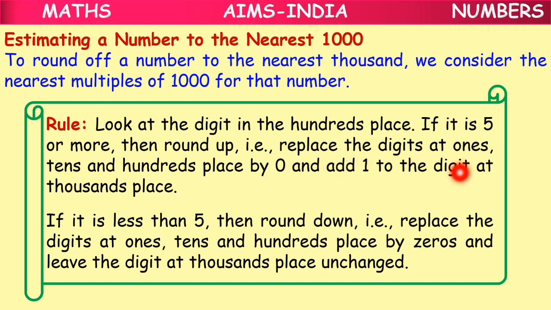That is, replace the digit at ones, tens and hundreds place by 0 and add 1 to the digit at thousands place. If it is less than 5, then round down. That is, replace the digit at ones, tens and hundreds place by zeros and leave the digit at thousands place unchanged. Okay children, the rules are the same for estimating to the tens, hundreds or thousands.